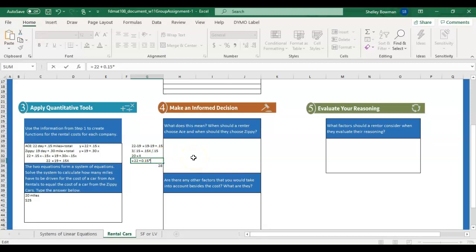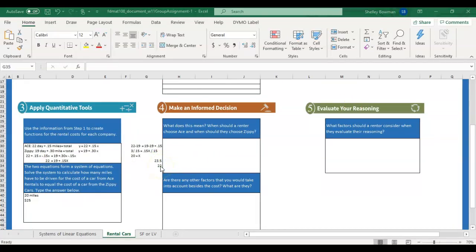Let's try less miles. Let's go 10 miles. And again, change it on both of these, 10 miles. And now it's less money the fewer miles. So this ends up being the better deal the fewer miles we go, and this one ends up being the better deal the more miles we go. And that will help us answer the questions in number 4.